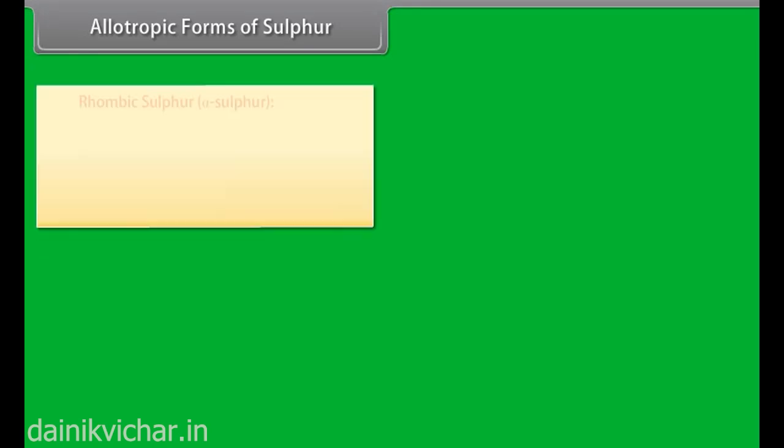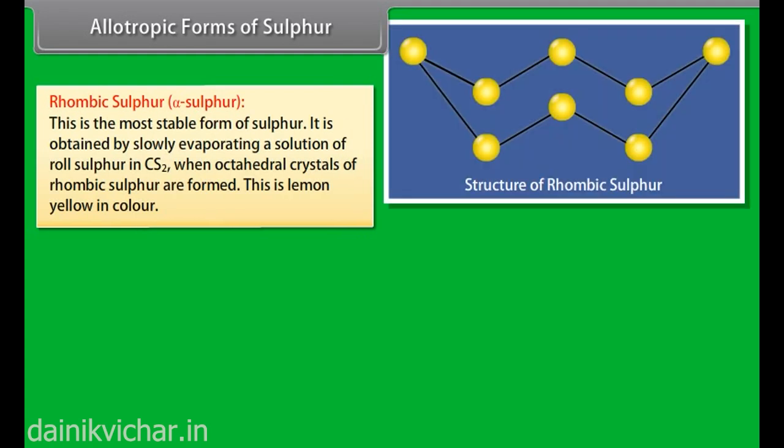Allotropic forms of sulfur. Rhombic sulfur. This is the most stable form of sulfur. It is obtained by slowly evaporating a solution of roll sulfur in CS2 when octahedral crystals of rhombic sulfur are formed. This is lemon yellow in color.